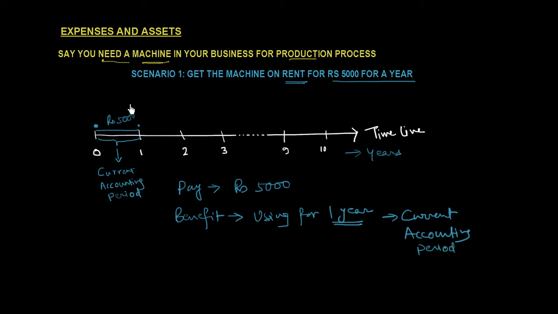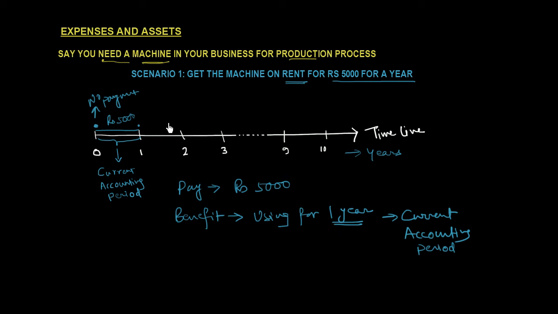If we see, at this point we did not have to pay anything. No payment was made. The payment of the rent was actually made at this point, when the machine was used for 1 year. So you enjoyed the benefit of using this machine for this period, and at the end you made a payment of rupees 5,000, which was the cost of the benefit that you enjoyed. So this is pretty simple. You paid rupees 5,000 and you enjoyed the benefit of using the machine for 1 year.